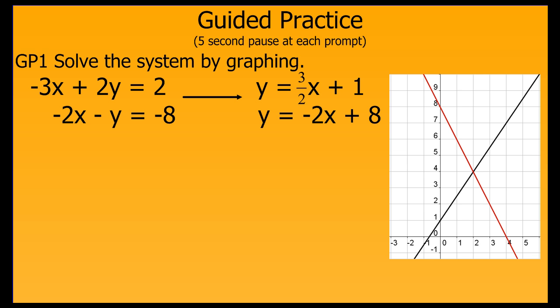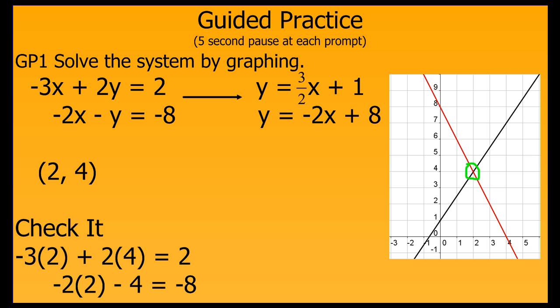What do we do next? We identify the point where the two graphs intersect. In this case, that's the point 2, 4. Now what? Now we check our point in both equations to make sure it works. It does. Therefore, 2, 4 is a solution to our system.